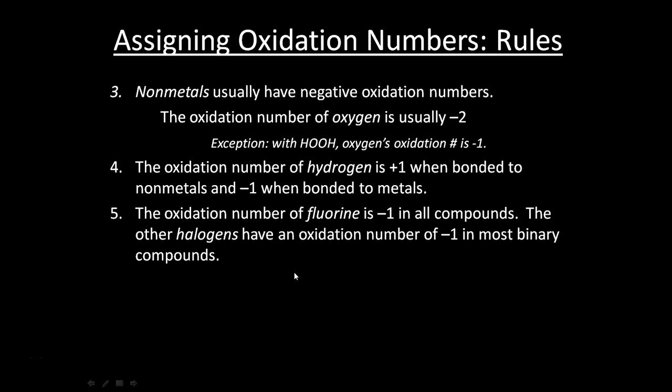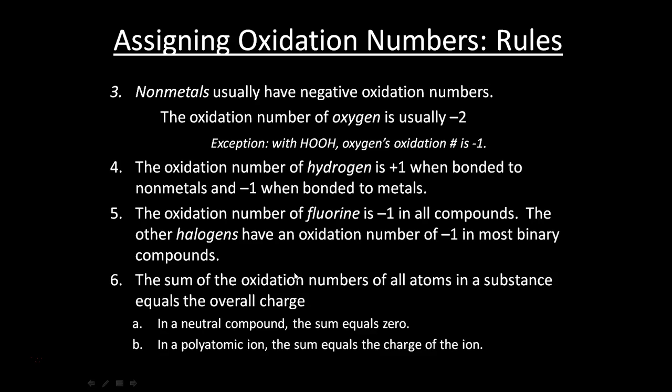And finally, the last rule is very much like the rule for formal charges. The sum of the oxidation numbers of all atoms in a substance equals the overall charge for that compound, whether it be an ion or a neutral compound. Remember that for neutral compounds, the sum of the charges on that species is 0. For polyatomic ions, of course, the charge is not 0. It's equal to the charge on that particular ion.